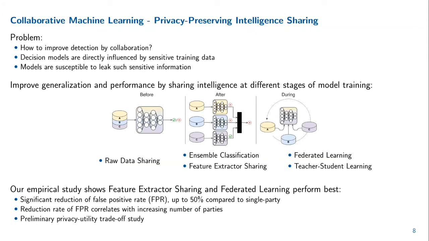Another thing we examined is that the reduction in false positive rate correlates with the increasing number of parties, which shows that collaboration for DGA detection is possible, beneficial and actually working. And we already did a privacy utility trade-off study. As I said, sharing intelligence always has the problem of sensitive information leakage. And here we could show that for the federated learning approach, we can do private information sharing with a reasonable overhead.